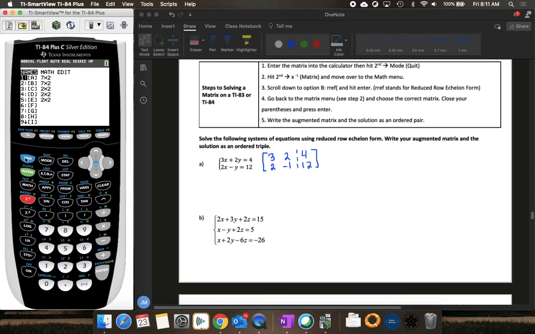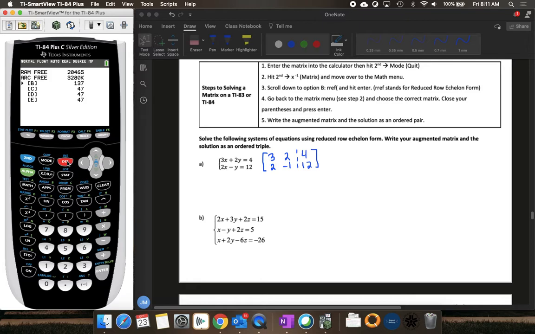Let's first quit out of this screen, so second mode to quit out of that screen. And then we're going to go to the memory option, which is above the plus sign, so second plus. We're then going to select option 2 for memory management and delete. Option 5 of that list is matrix, so if we choose option 5 and press enter, it will then tell us what the matrices are that have been programmed in. To get rid of a matrix, just press the delete key, and that will delete whatever matrix you have selected.